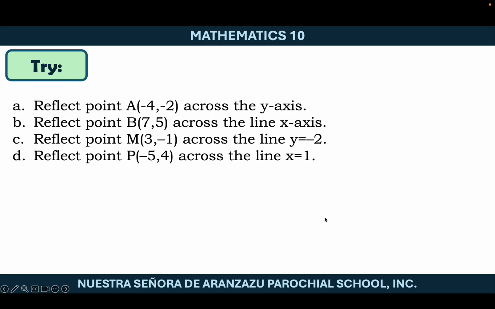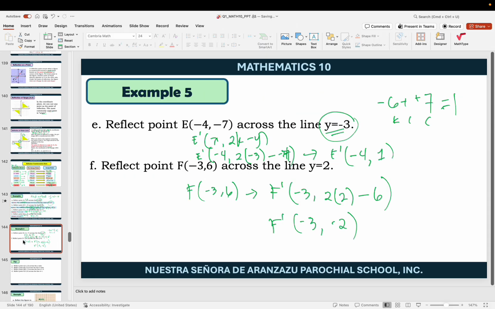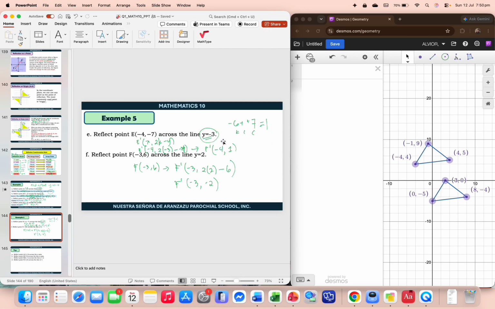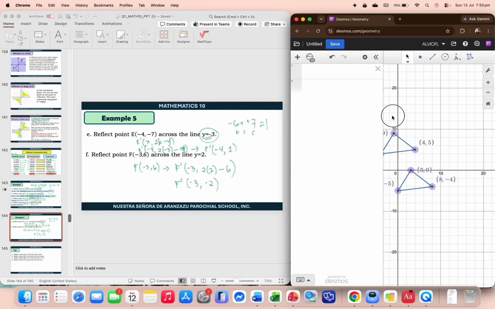By the way, how do we graph when there is an indicated constant? For example, this negative 4, negative 7, across the line y is equal to negative 3.